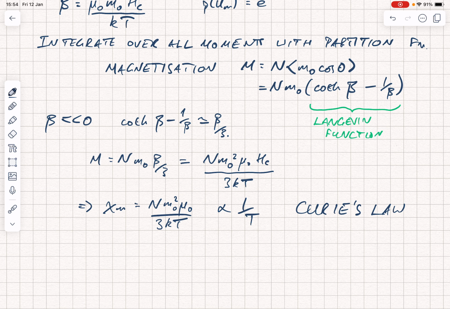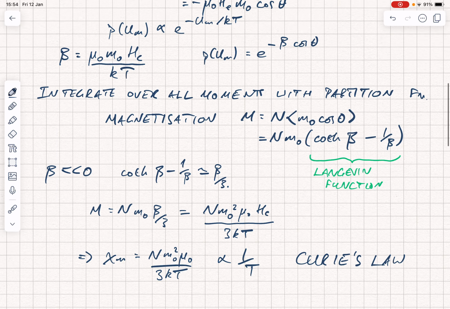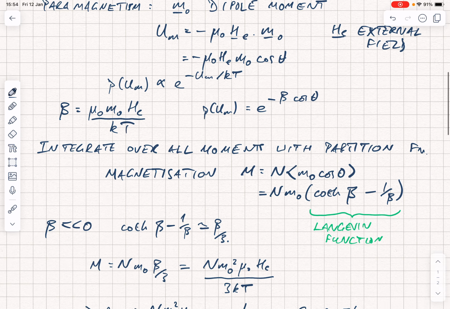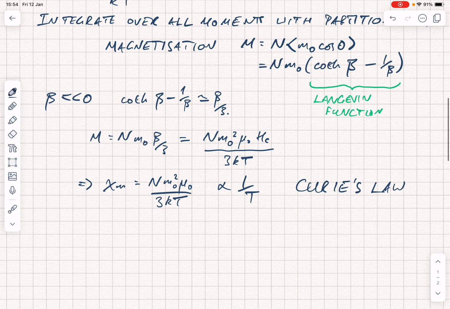So the key point here is just to understand that simply by starting from an assumption of a magnetic dipole moment, looking at how those dipole moments will be distributed given an external field and doing some statistical mechanics, we can derive Curie's law.